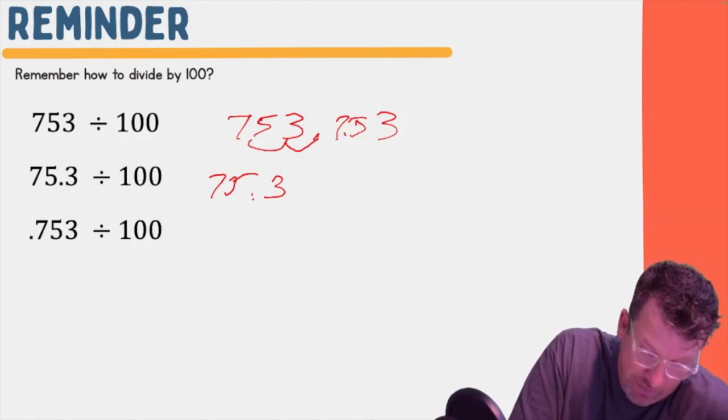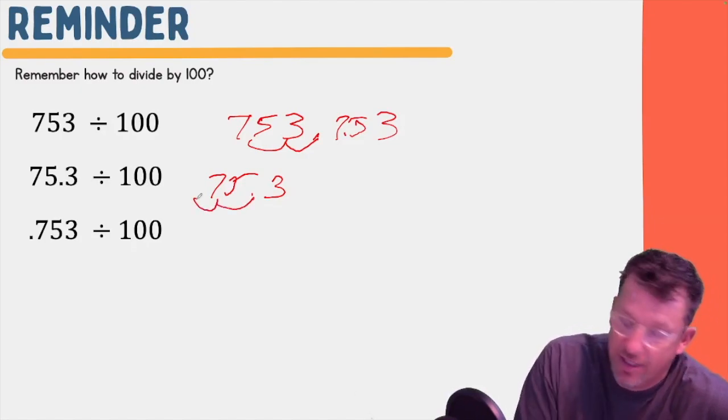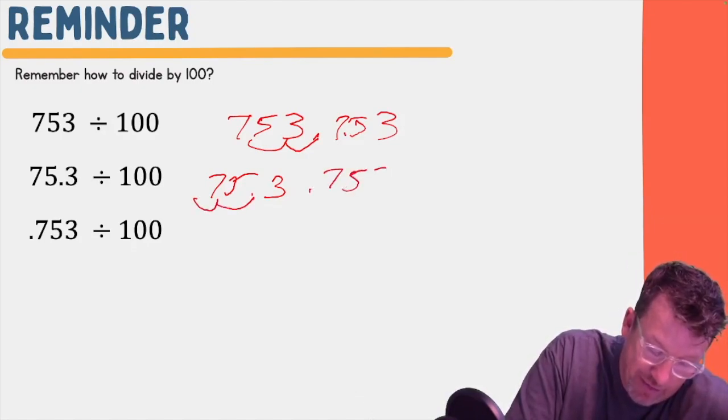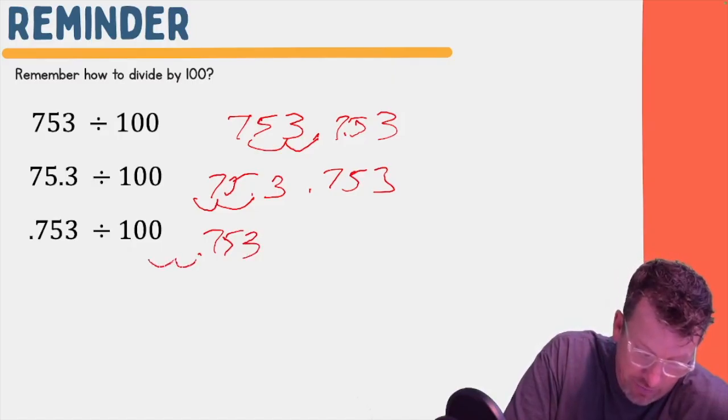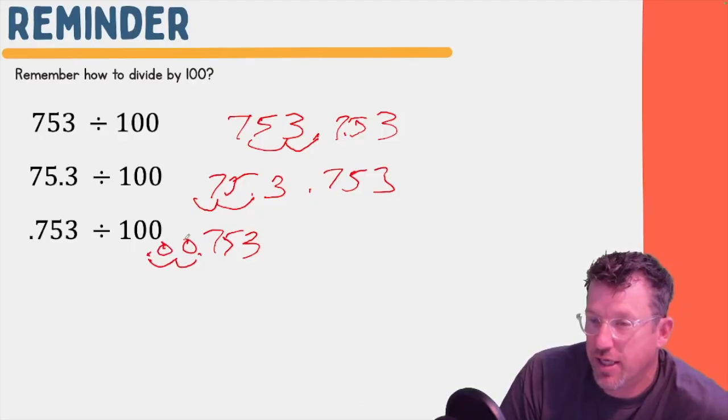Well, we just got to move it 2 places to the left because we're dividing, making it smaller. So our answer is 0.753. And now we have 0.753 divided by 100. Well, divided means making it smaller. Move it to the left. So our decimal is now there. We fill in any empty gaps with that. You see how that works?